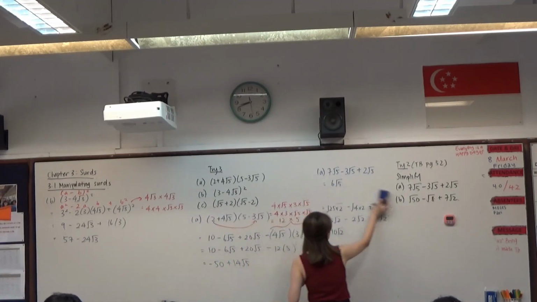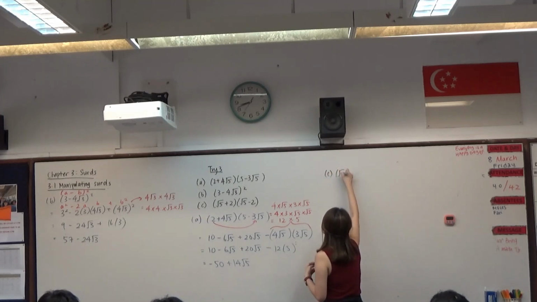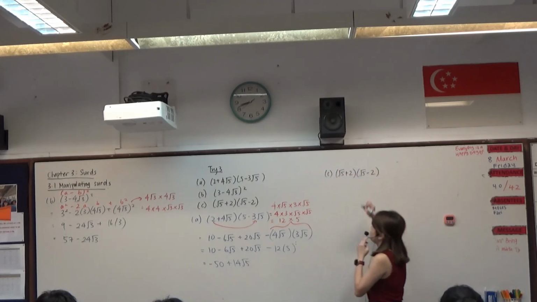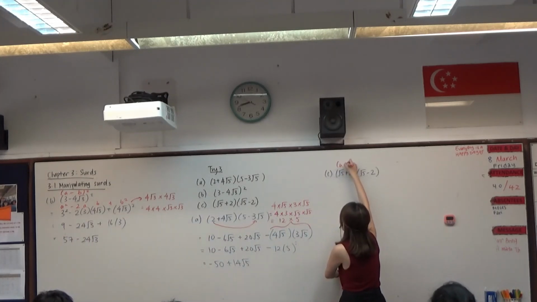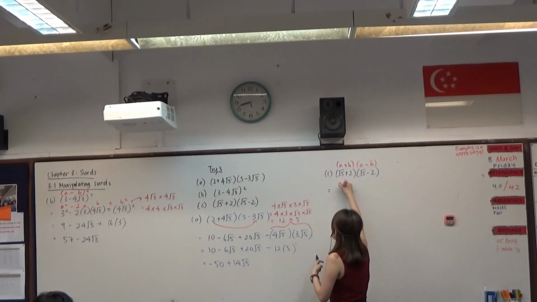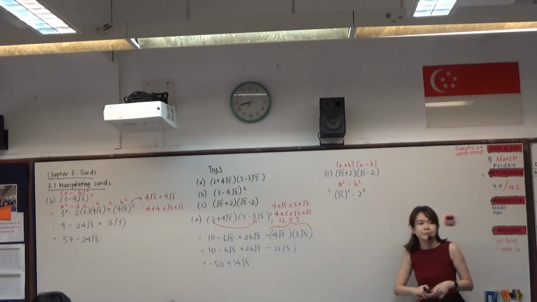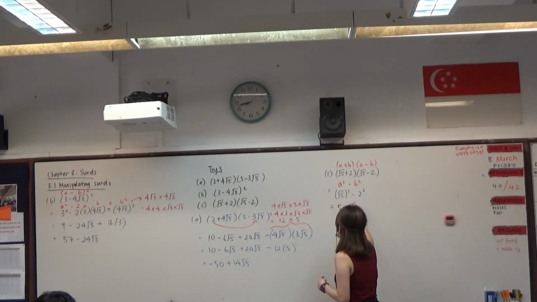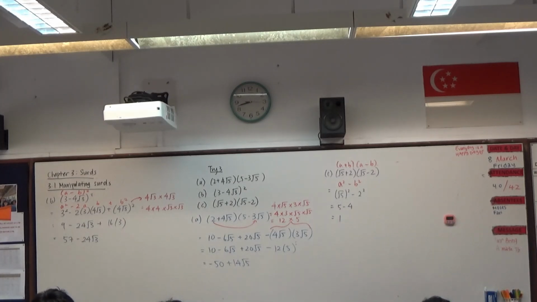Next, we look at part C. We have root 5 plus 2 times root 5 minus 2. Okay, so I hope that we can also recognize our a plus b times a minus b rather than do the distributive law. So in this case, it will give us a squared minus b squared. In other words, square root 5 squared minus 2 squared. For which I have 5 minus away 4, and this gives us oops 1. Questions?